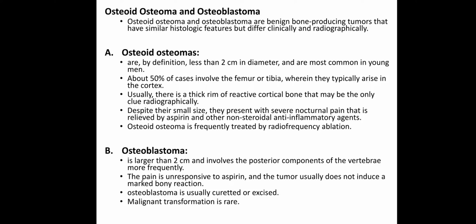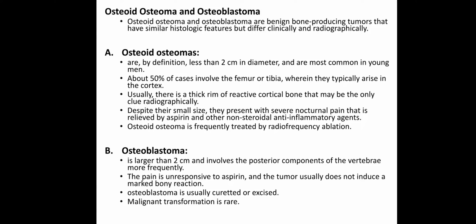Osteoid Osteoma and Osteoblastoma are benign bone-producing tumor that have similar histological feature, but they differ clinically and radiologically. So Osteoid Osteoma, by definition, they are less than 2 centimeter in diameter, and these are benign tumor, and are most common in young men.